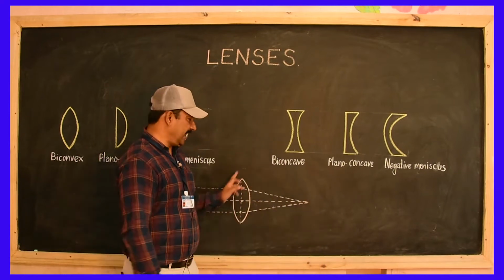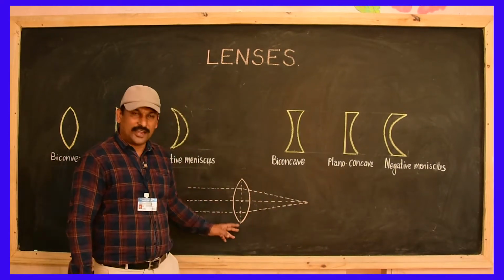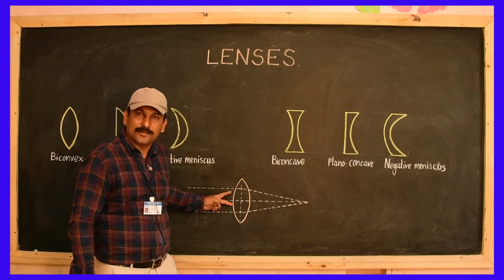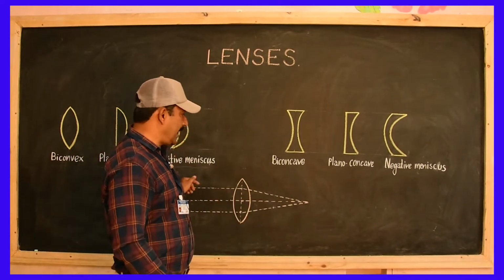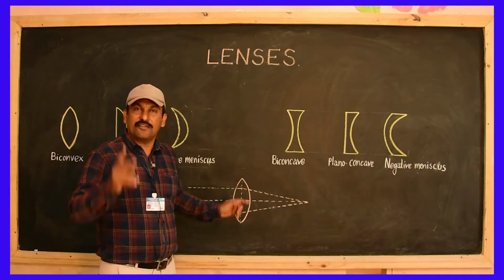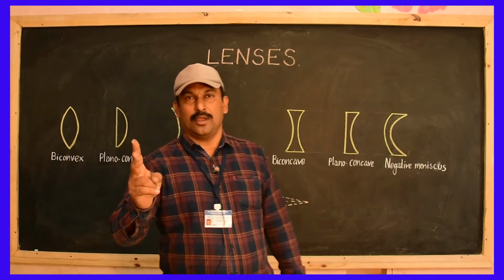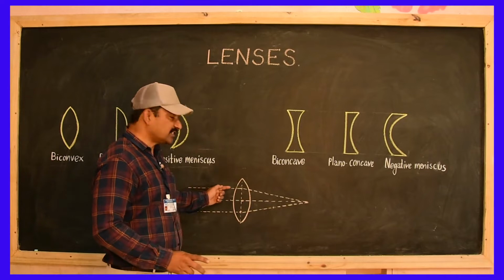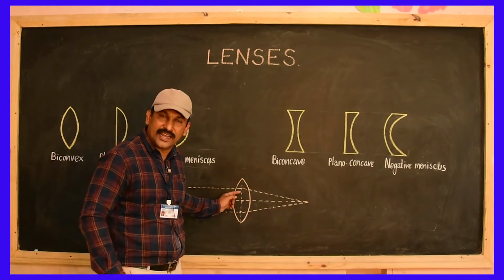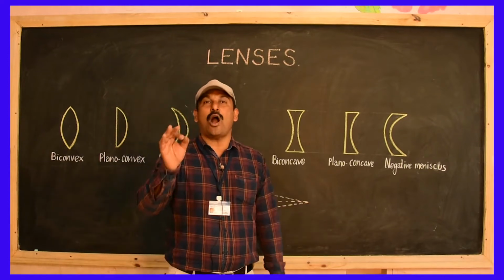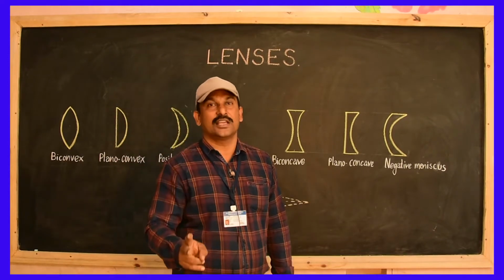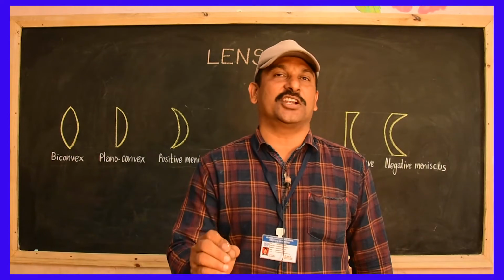Now we see the lens over here. Whenever the rays of light parallel to the principal axis pass through a lens, it refracts two times. First time it refracts when the rays are entering the lens, and second time they refract when they are coming out of the lens. Hence, in a lens, double refraction takes place.